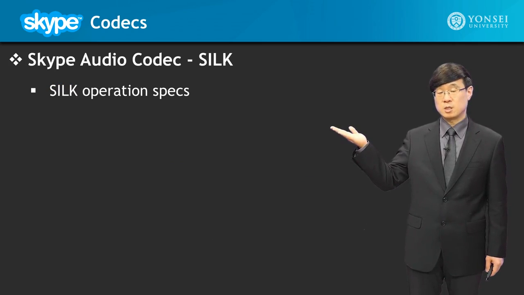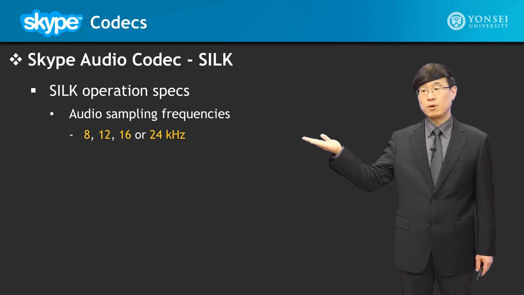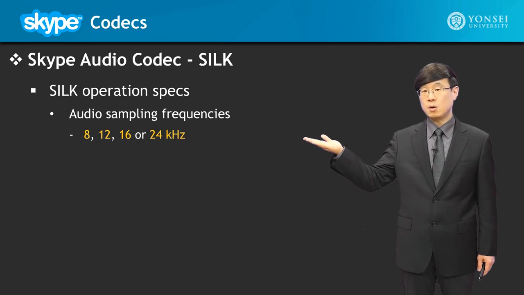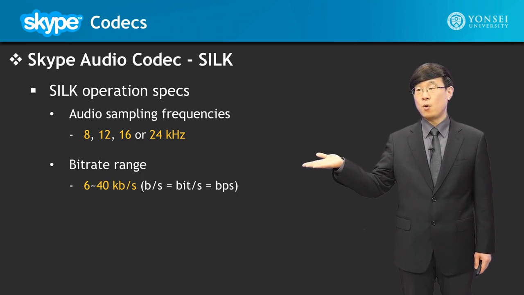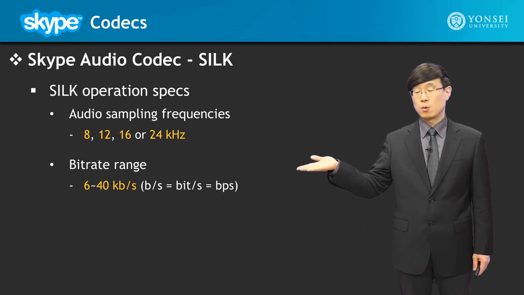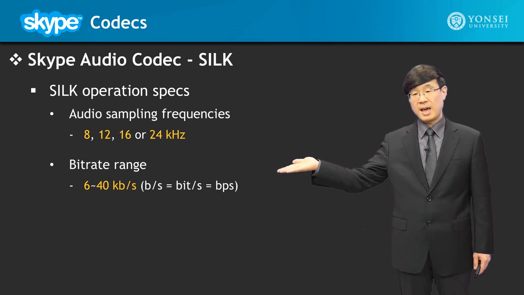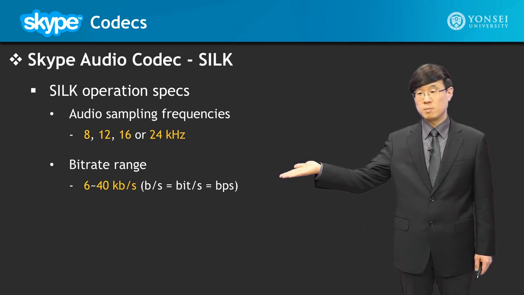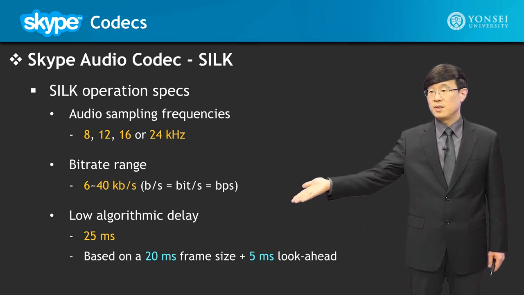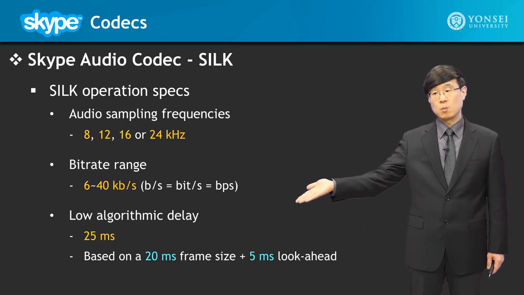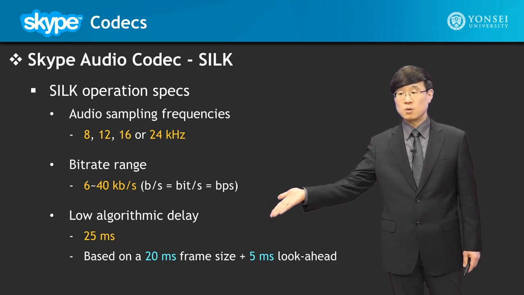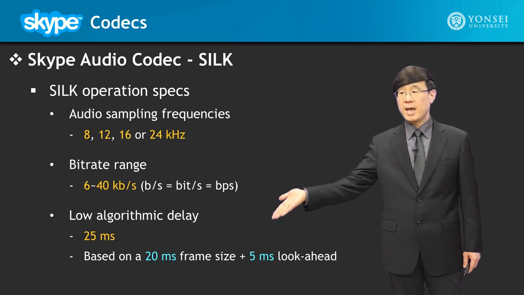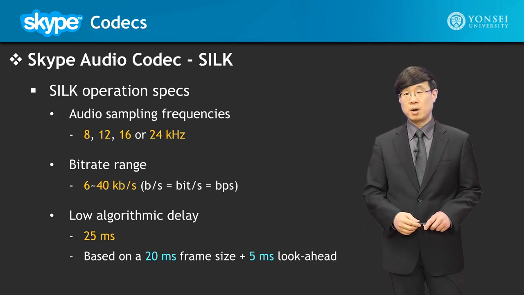Silk operation specs. Audio sampling frequencies are at 8, 12, 16, or 24 kHz, and the bitrate range is from 6 to 40 kilobits per second. The representation of bits per second have these other representations as well, and they're the same. The low algorithmic delay was based on 25 milliseconds, where the frame size was the 20 millisecond part, and there was a 5 millisecond look-ahead part that was included into low algorithmic delay.